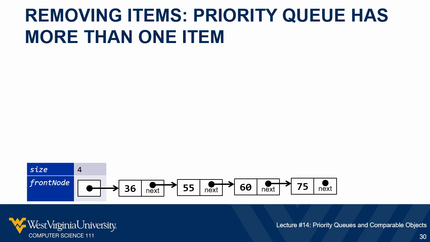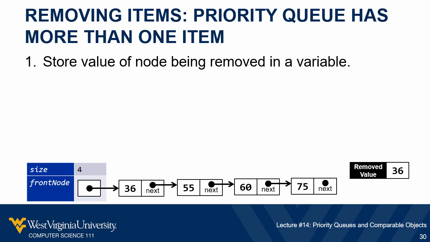When we go to remove things from our priority queue, the operation is going to have a slightly different result depending on how many things are already there in the priority queue. Let's take a look first at an example where there are 4 things in our priority queue. So even if we remove the first one, there's still going to be 3 things left. Here, we want to create a variable to store the value that we're going to be removing from the priority queue. So 36, which is our current front node, is what we're going to store.